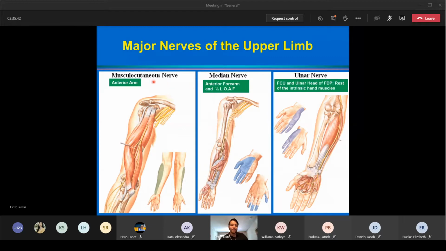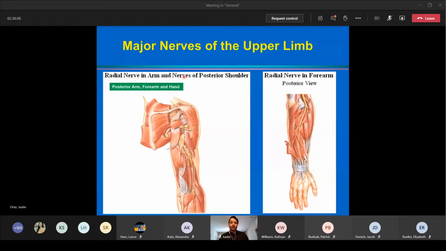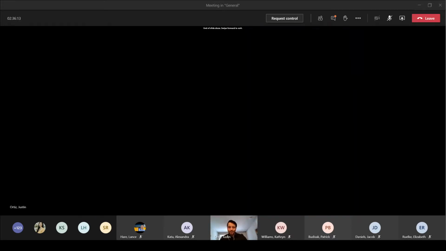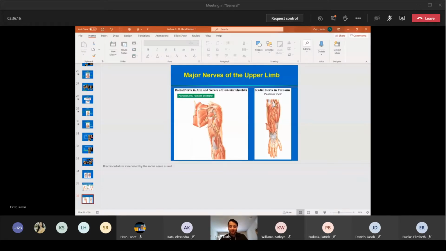And then just the important thing to note, anterior arm is going to be musculocutaneous. So that would be over here, anterior arm, anterior forearm, as well as a half and a half, median, you know what I mean, median and a half, which would be on the thenar side, which would be median nerve. And ulnar nerve would be the rest of the intrinsic hand muscles, as well as the flexor carpi ulnaris and the ulnar head of the flexor digitorum profundus. And then posterior, remember, radial nerve is going to take the posterior arm, the forearm, and the hand. And that's it. We didn't go too much over 2 hours, so that's good.